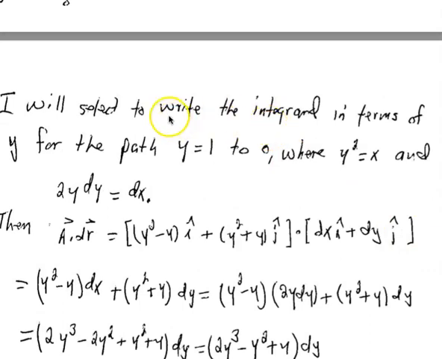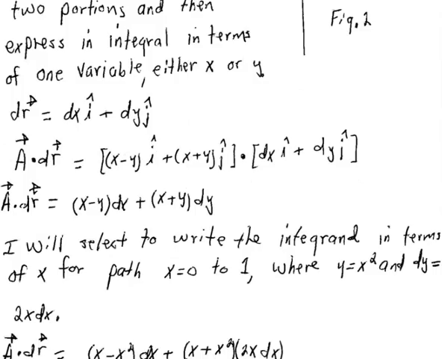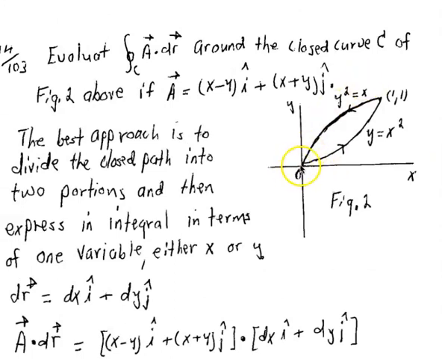Here now I will select to write the integrand in terms of y. That's just my preference. But one could write it each time in terms of x if you wish. But I chose to write it in terms of y, for the path y equals 1 to y equals 0. That means that the author has asked you to find the integral in this closed path. So you go out to this point and then you come back along that path.